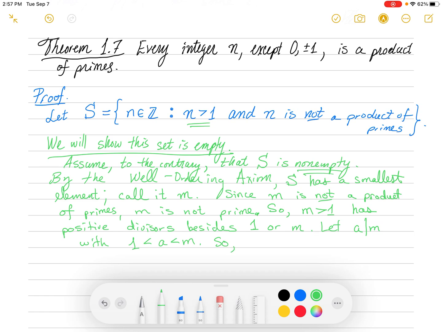So M is of the form A times B, with B also a divisor of M, and B has to be between 1 and M as well. B can't be M, and B can't be 1. You can think that through carefully, but if B were 1, then M would be equal to A, which you can't have. And if B were M, then you would have A equal to 1, which you can't have. So B has to be between 1 and M.